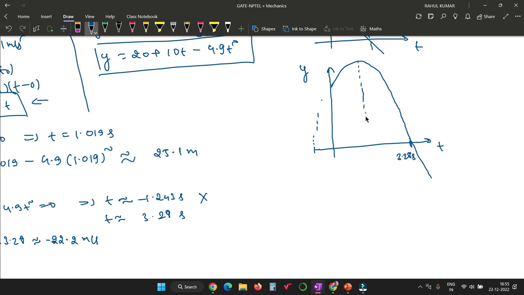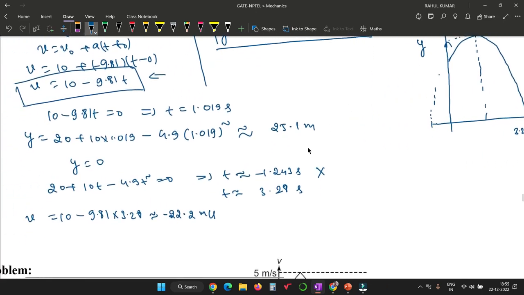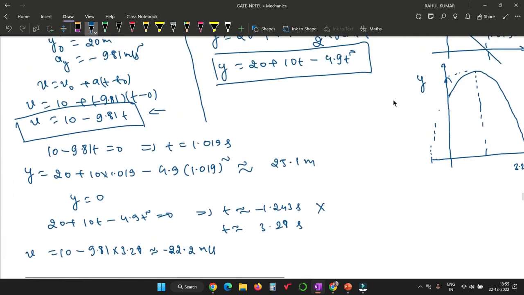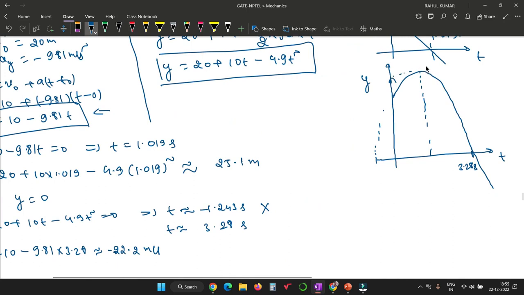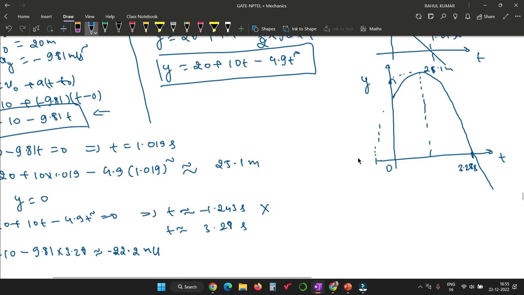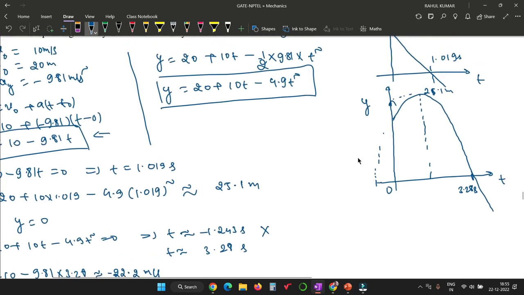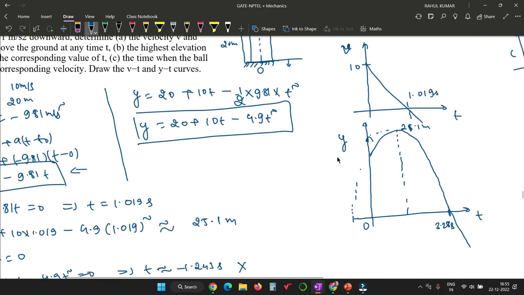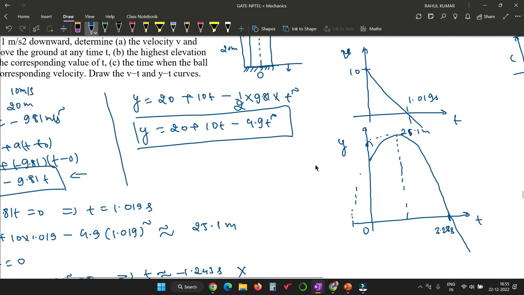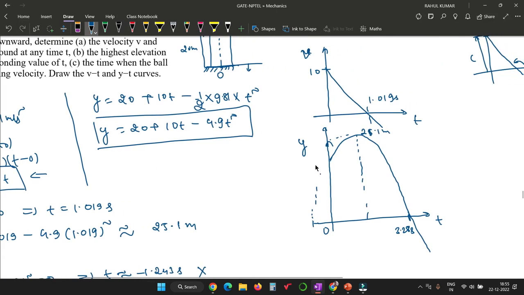And what is this value? We already got that. That is the maximum height, and that is 25.1 meter. Am I right or not? Tell me. Sir, since the acceleration is in negative direction, here it is concave downward. Yeah, and I have already talked about that: when a is negative, then the graph will be concave downward.